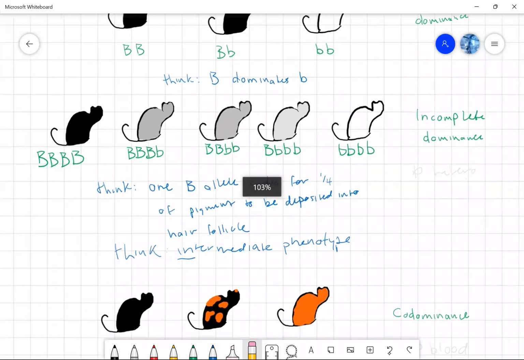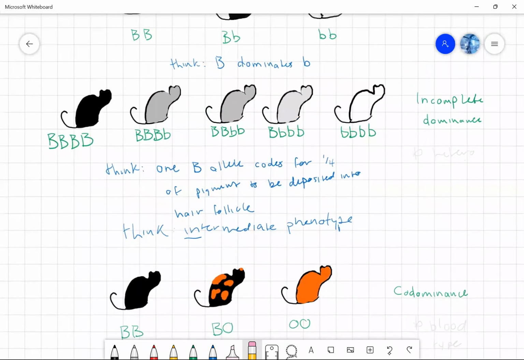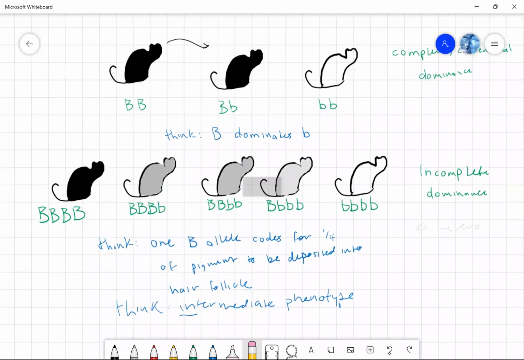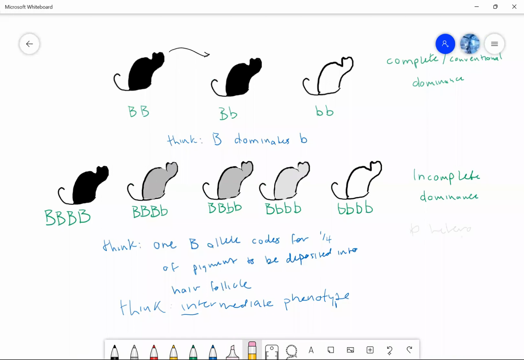There's another kind of dominance, though. It's not just the very nice, clear-cut, complete dominance. We can have what is called incomplete dominance. This is where you see a gradation, an intermediate series of phenotypes based on how many dominant versus recessive alleles you have in an organism.